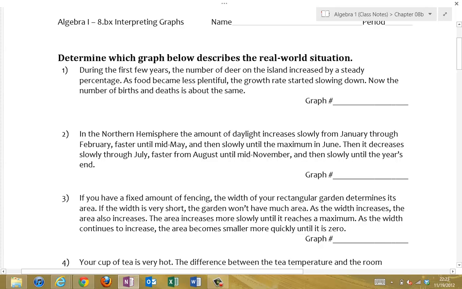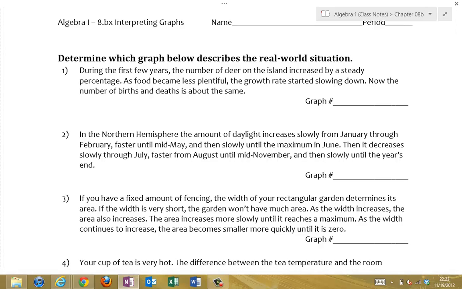Let's go to number 1. During the first few years, the number of deer on the island increased by a steady percentage. Okay, I'm going to draw a little axis here, and we're just going to talk about the number of deer on the island increasing. Maybe this is the number of deer, and this is time. That's one possibility, because it talks about during the first few years. As food became plentiful, the growth rate... Ooh, there's a word rate there.